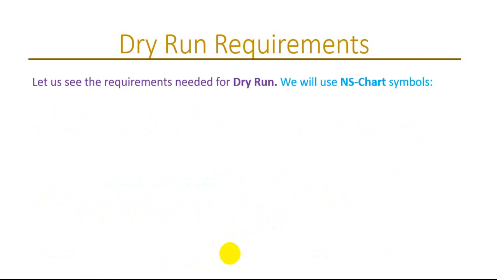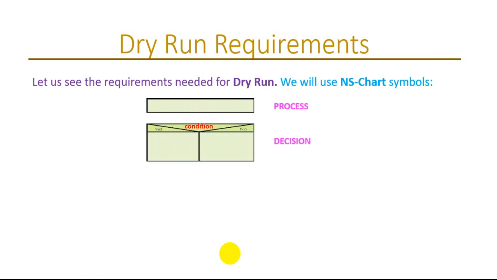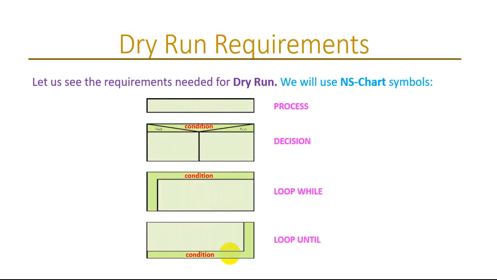Okay. Right. Let's see the requirements. How do we dry run? What are the things we need? First thing is we are going to do this dry running in our NS chart. So we will obviously have all these four symbols when you are writing the code. Using these four symbols only, you write the code in NS chart. Okay. So your program or code will come inside this. And this is what we are going to dry run.